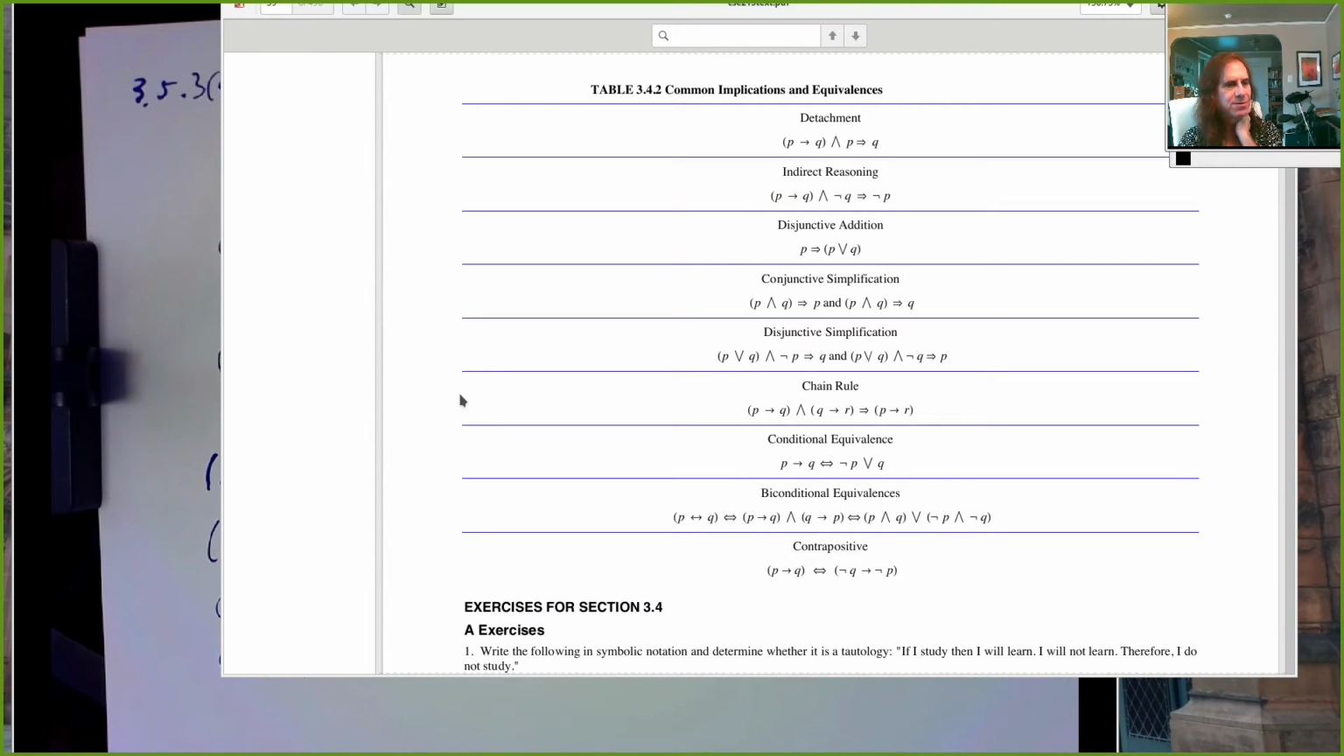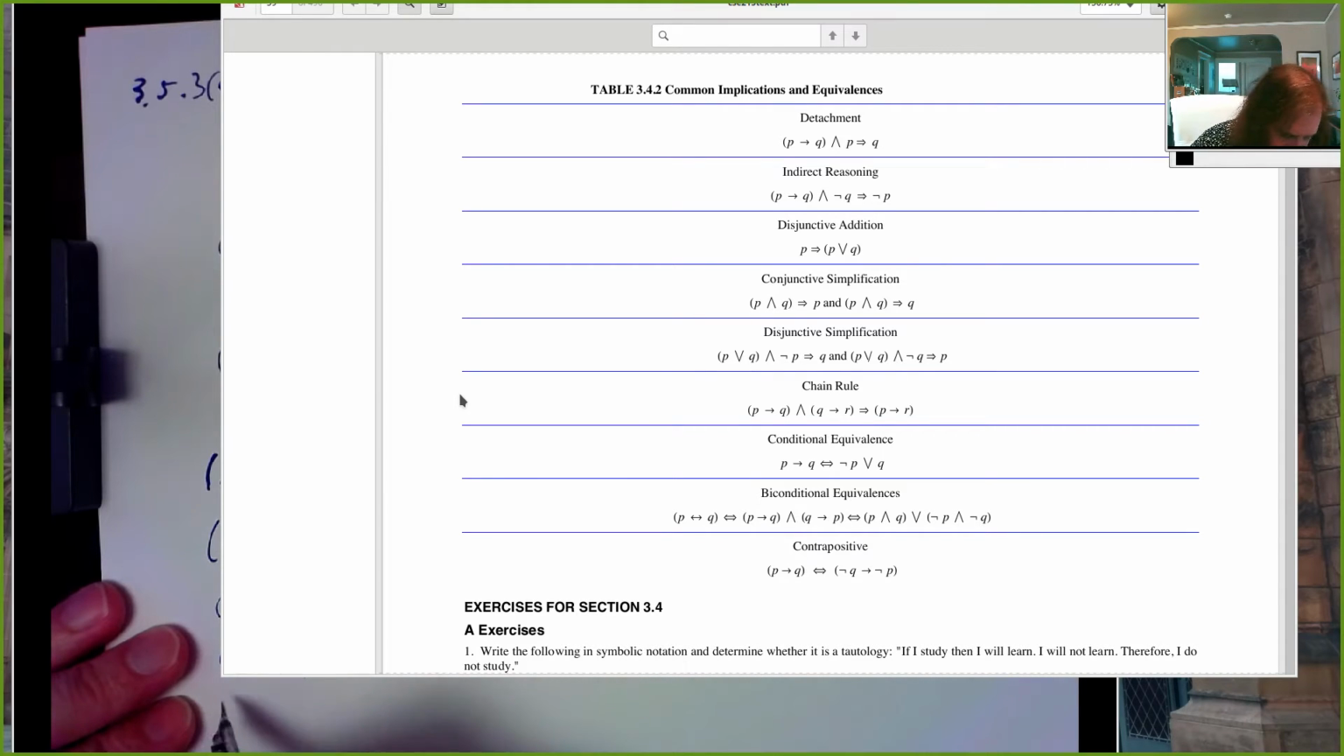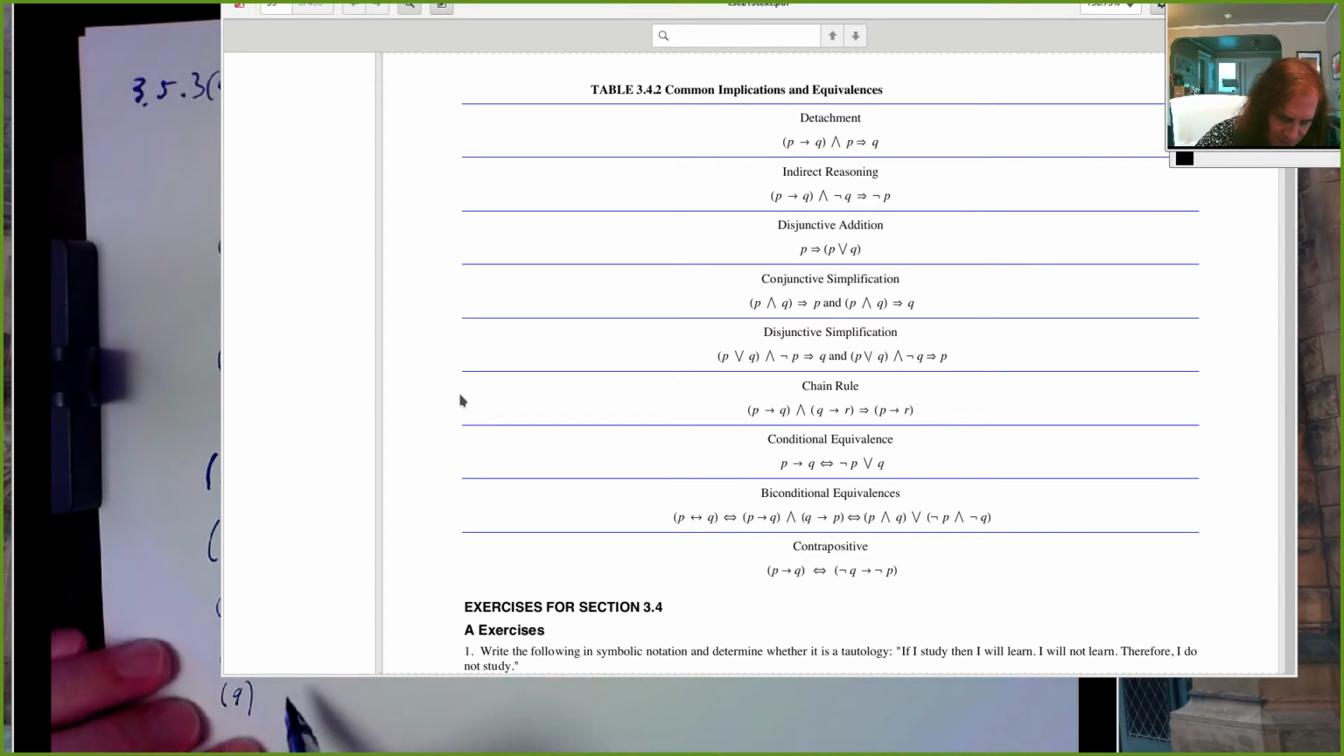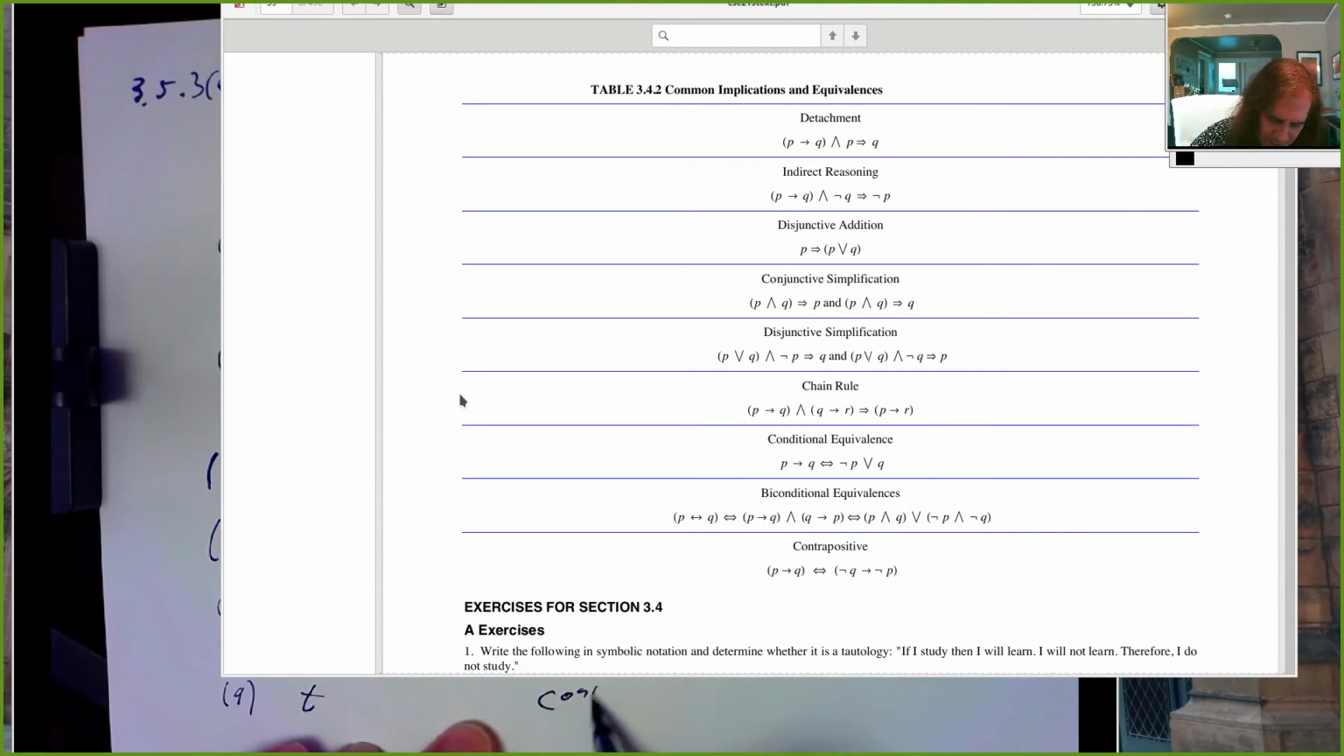So what's the last step? Disjunctive rejection. Close. So disjunctive addition says P implies P or Q. We want to go kind of the other way. We want to know that not P and T gives us T. Conjunctive simplification. Yeah. So not P and T gives us T. And that's conjunctive simplification.